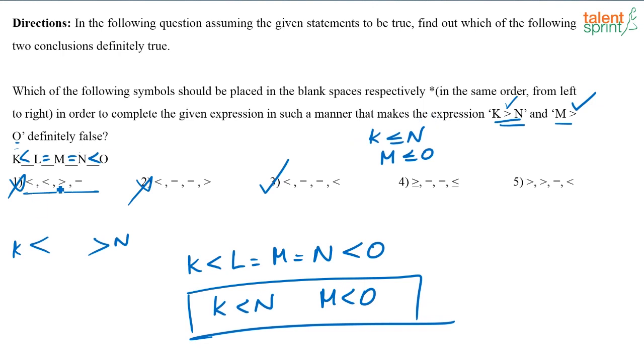See, this answer option, as I said, when you have between two variables less than and greater than symbol that come together, generally you will not be able to find the relationship between the two variables. So you can eliminate it directly.